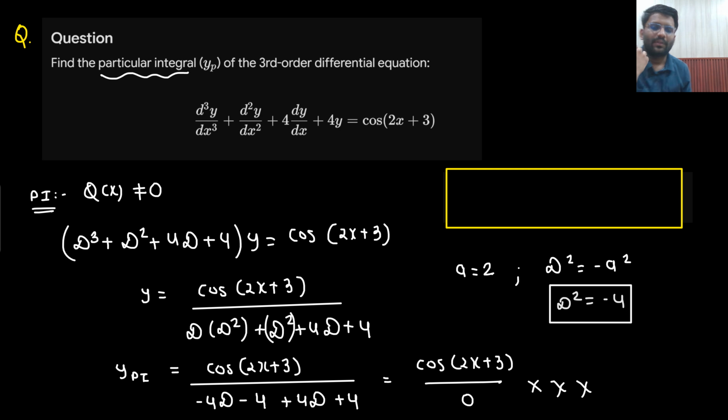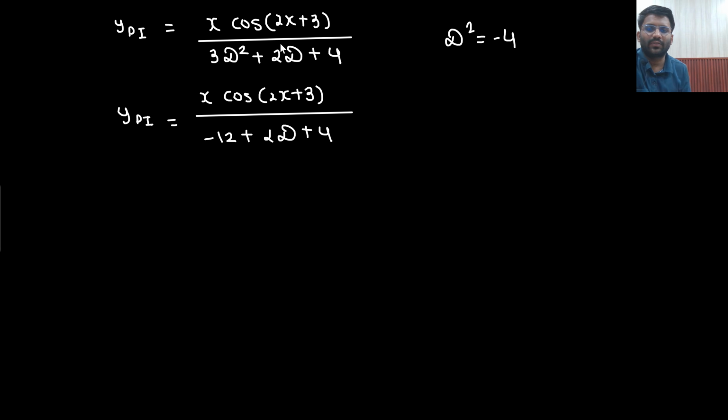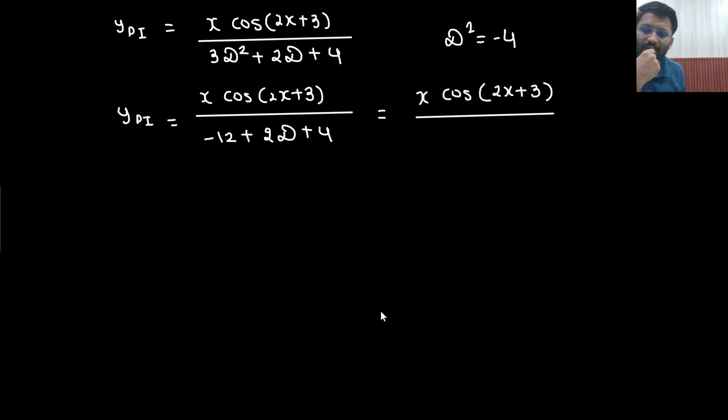Say yes or no. Are we missing out on anything, or it is simply lengthy only? 3d square plus 2d plus 4, d square has to be put as minus 4. So yeah, it is going out lengthy only. I cannot do anything. If it is lengthy, we will have to follow the lengthy process only. So what we are getting? 2d minus 8.